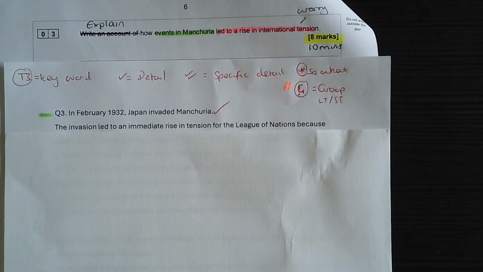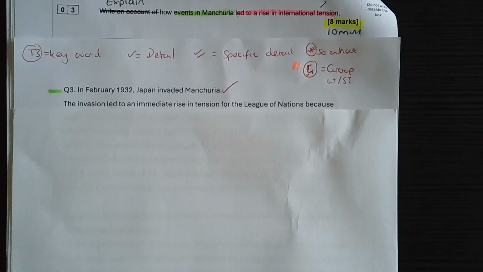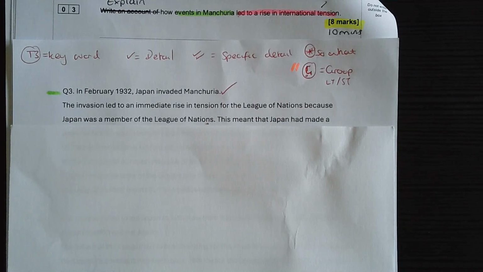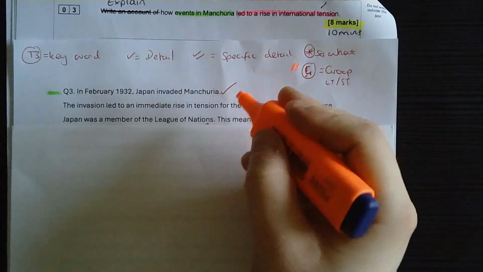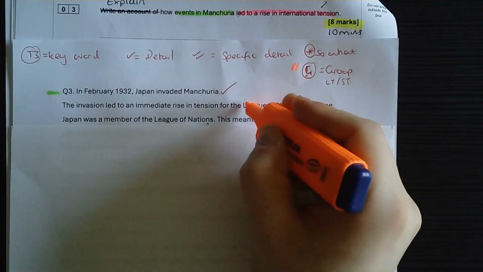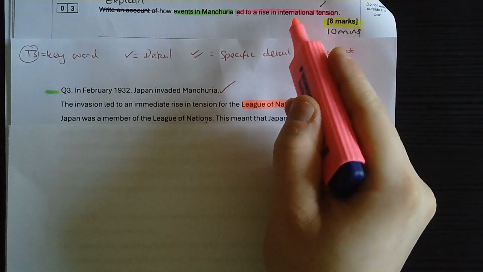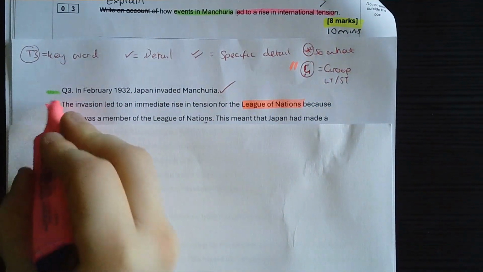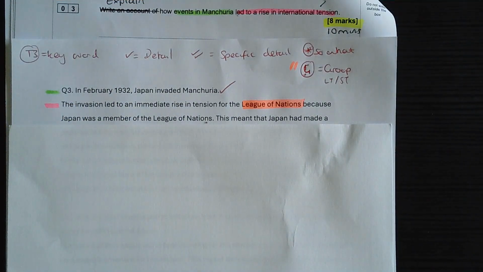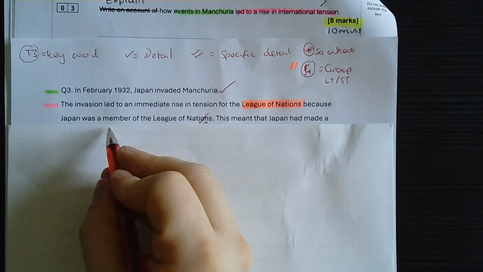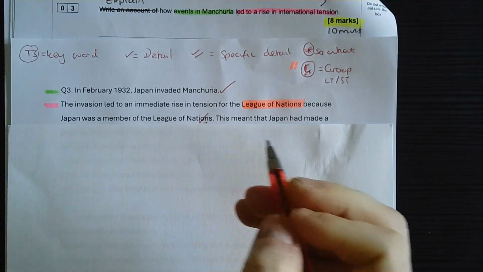So the invasion led to an immediate rise in tension for the League of Nations because Japan was a member of the League of Nations. So straight away I'm talking about it being a rise in tension for the League of Nations. That's my group there. And you can see that I'm following that it's led to a rise in international tension. So I can see this is detailed. Japan is a member of the League of Nations, so I can give that a tick.